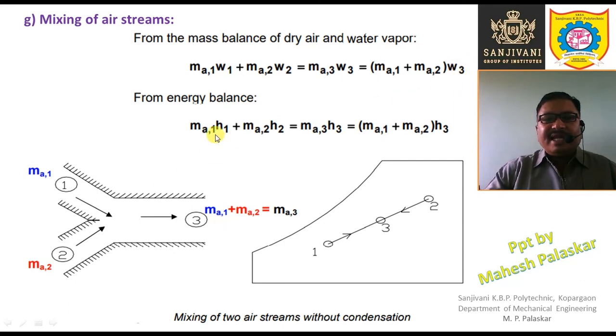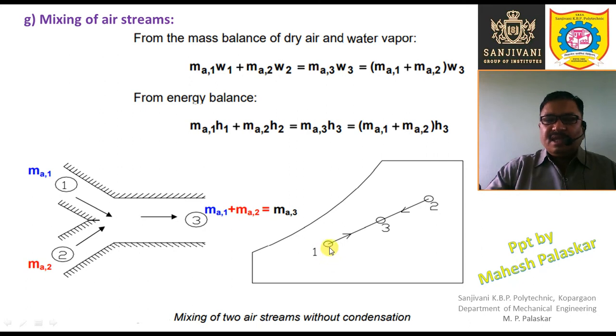Now from energy balance we can write that mass of air of the first stream multiplied by enthalpy of the first stream, plus mass of air of the second stream multiplied by enthalpy of the second stream, is equal to mass of the mixture multiplied by enthalpy of the mixture, right? So this equation can be written, that is the energy balance. Now this Ma3, you know, is equal to Ma1 plus Ma2, and that is ultimately multiplied by h3, which is the enthalpy of the mixture, right?